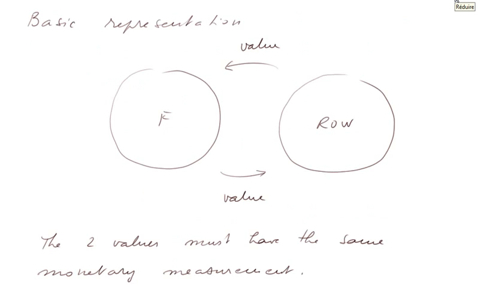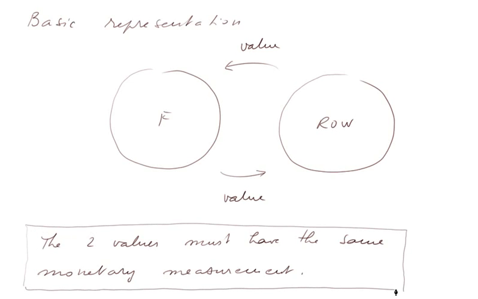The basic representation of a transaction, we have already seen that many times, is this. You have the firm on one side, the rest of the world represented on the other side. Some value comes in and some value leaves, and the two values must have the same monetary measurement. And there is no exception to this rule here. No exceptions. The two values must have the same monetary measurement. That's a rule in double entry accounting.